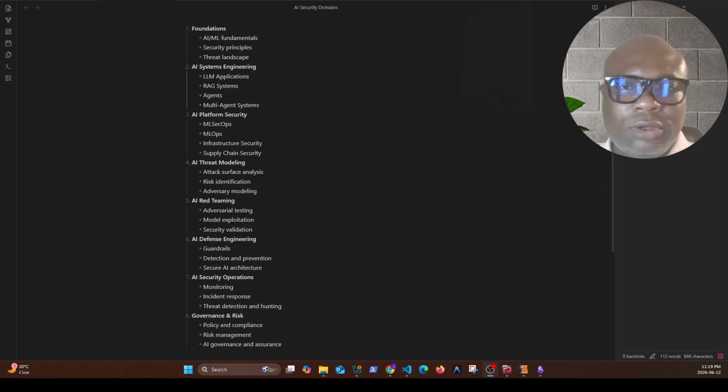Then the third domain is centered around platform security. Here we'll do more hands-on work around ML security operations and infrastructure security. We will look into the security best practices, tooling, and processes that a security engineer should take into account when managing such workloads. Then the fourth domain is threat modeling.